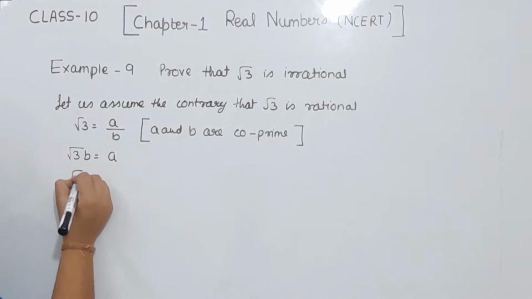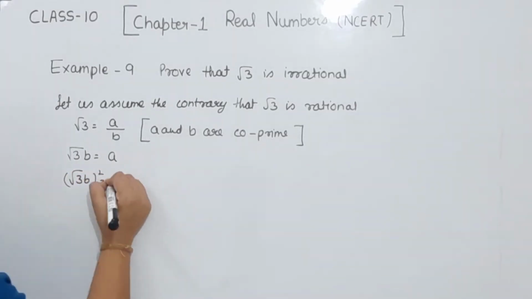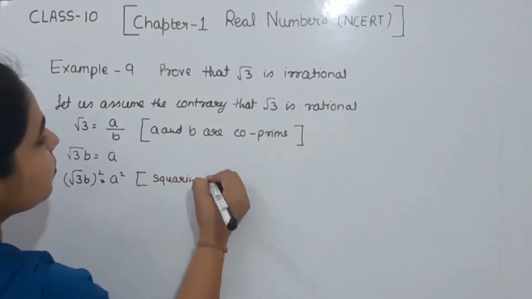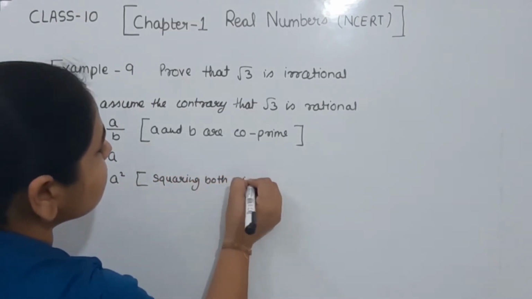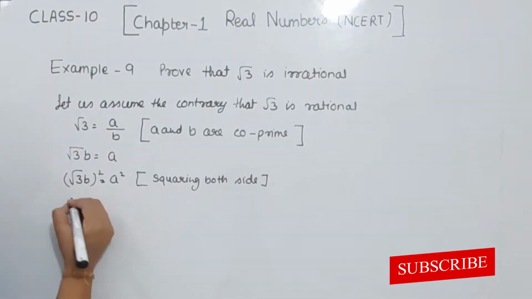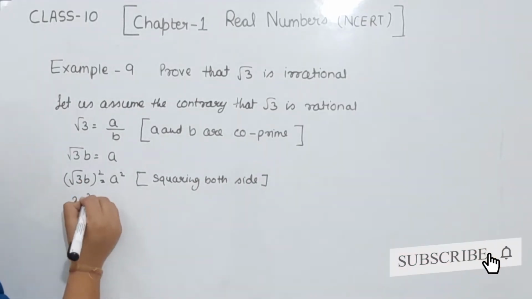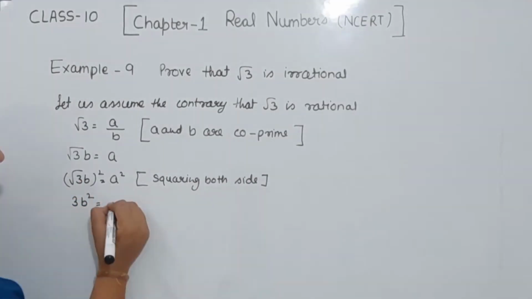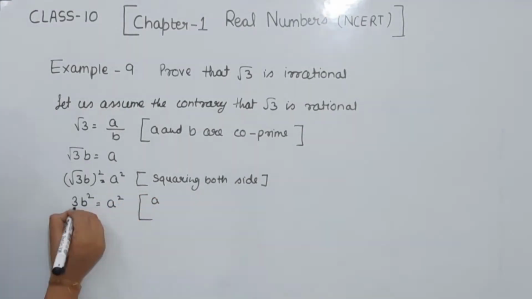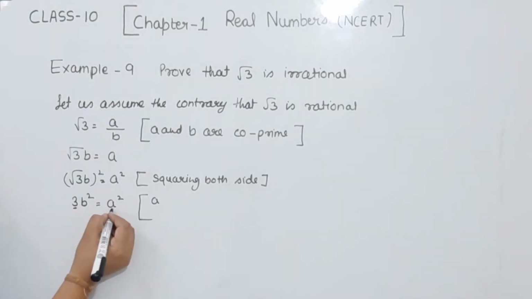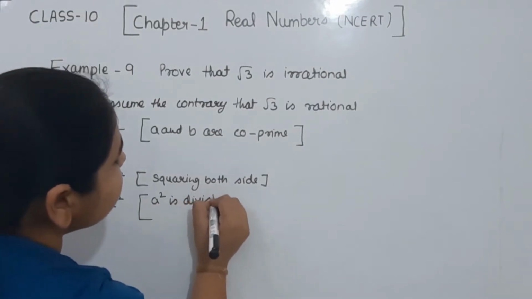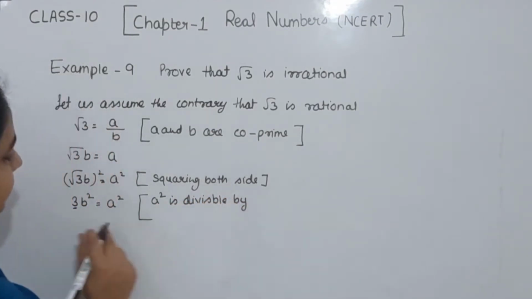Now we are going to square both sides. So I am going to write here, squaring both sides. Root 3 multiplied by root 3 gives 3, and b multiplied by b gives b square. This is equal to a square. Now here 3 is a factor of a square. So a square is divisible by 3.